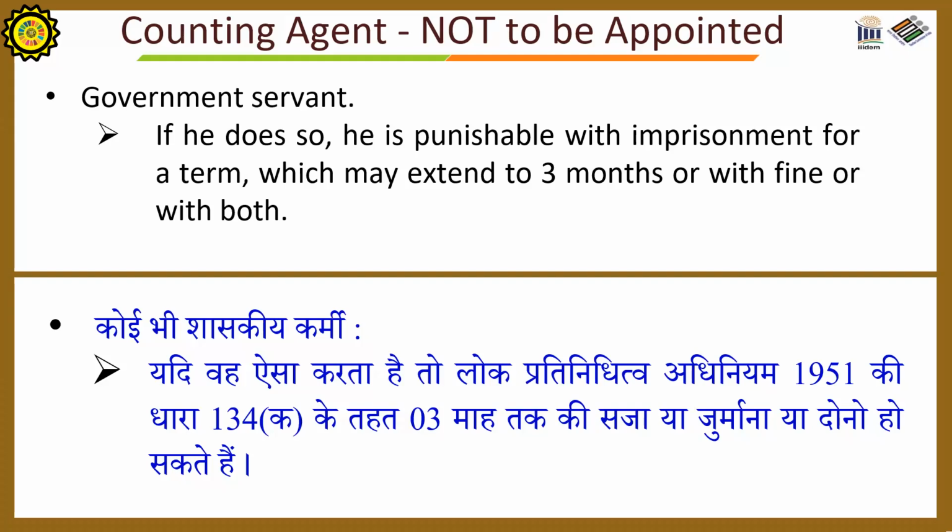If a government servant becomes a counting agent, then he is punishable with imprisonment for a term which may extend to 3 months or with fine or with both.